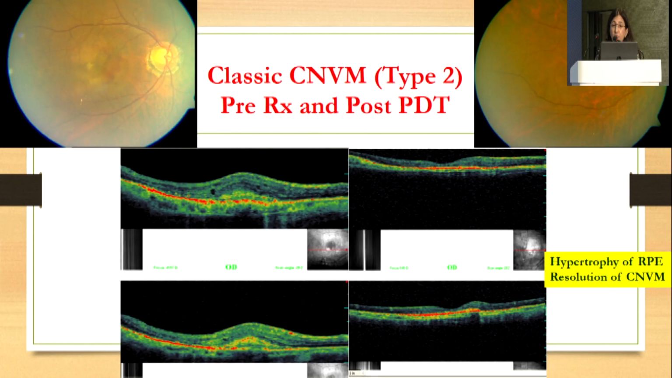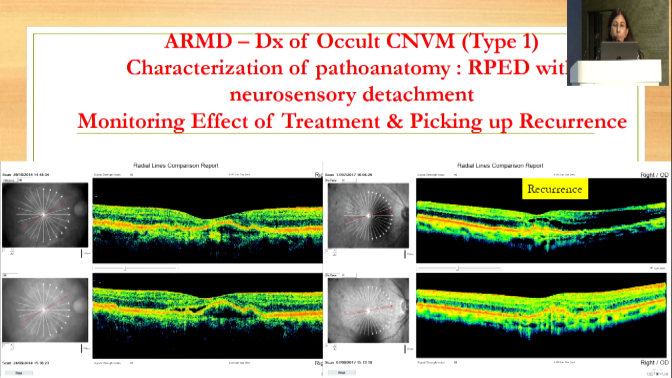So OCT is very important in follow-up and seeing the outcome. Post the treatment in CNVM, usually as it regresses, we will have hypertrophy of RPE and scar formation. That's when we know that it has regressed. Occult CNVM, here we would usually get a picture like this with a PED with subretinal fluid, and once it is regressed, we keep the patient on serial monitoring, and as and when we get a recurrence of fresh fluid, then we again treat.